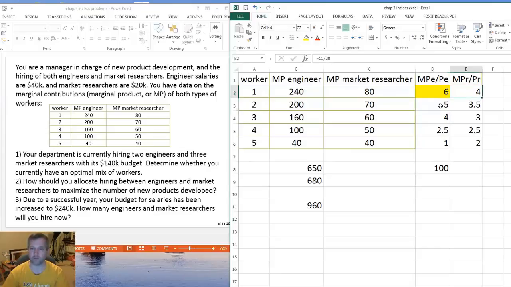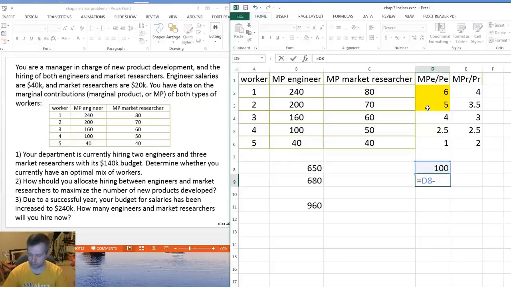And again, I compare these marginal products per dollar, and it still looks like the second engineer is best. So I picked, because again, their 5 units is greater than the 4 units for the first researcher. So I picked this second engineer. And so I say, well, I had $100,000, but I'm spending 40,000 on engineer number 2. I'll subtract 40 from that. I have 60,000 left. And I go, okay, well, who do I want now?